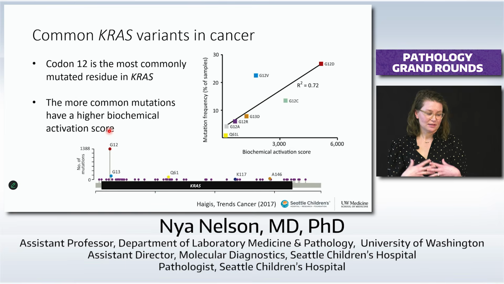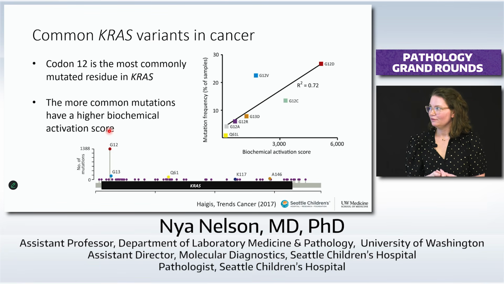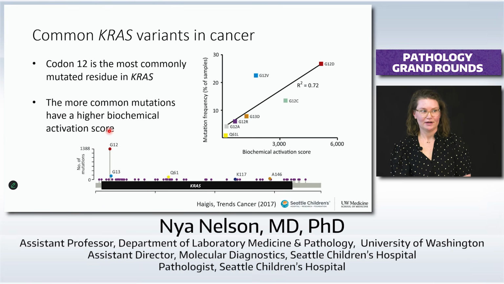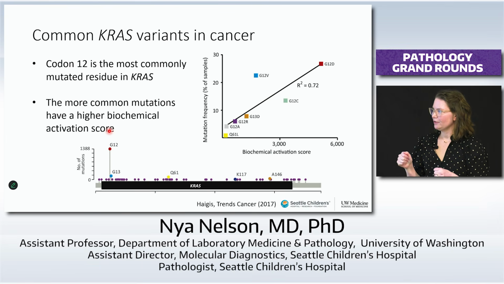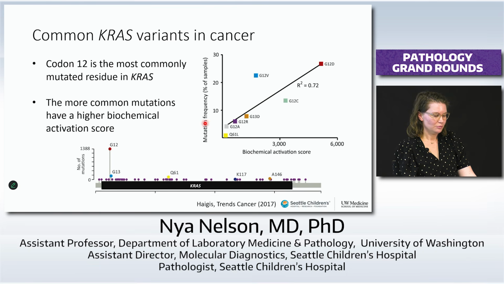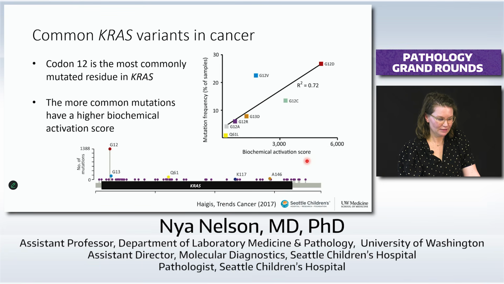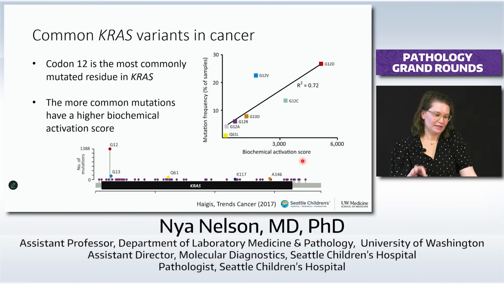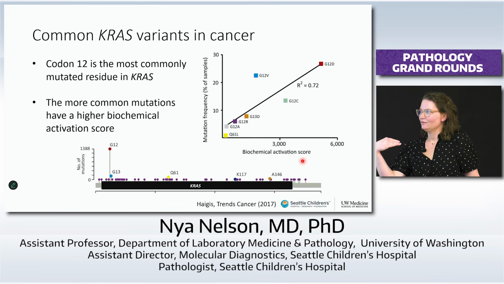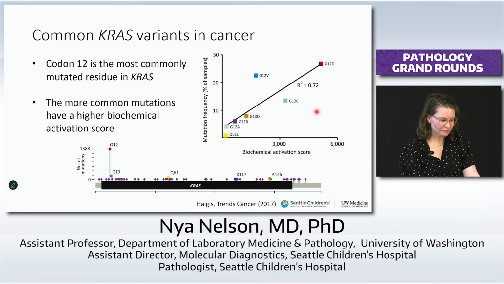And so how does this compare to cancer? So codon 12 is also the most commonly mutated residue in KRAS and cancer. And this is a little bit of an older paper, but I like it because they compare the mutation frequency for different KRAS variants to the biochemical activation score of that variant. And the biochemical activation score here is related to that mutated protein's ability to act as a GTPase and to activate its downstream effectors. So higher activation score is a more activating variant. And when you look, the most common variant in cancer is G12D, which is also most activating, while less activating variants are generally less common within cancer.